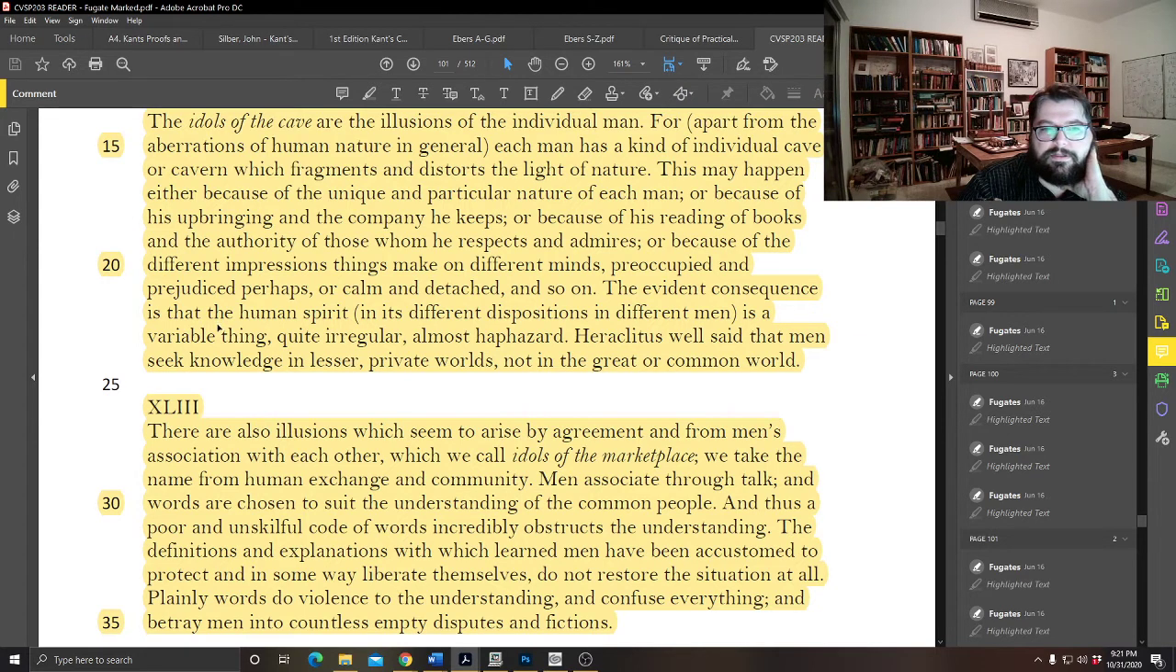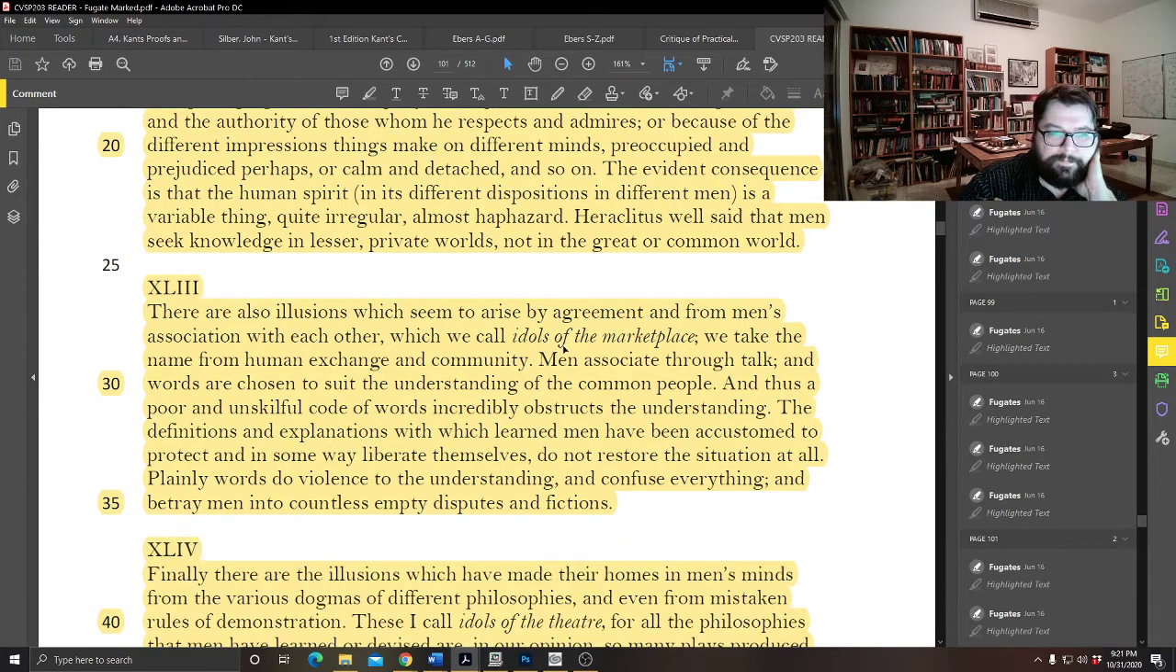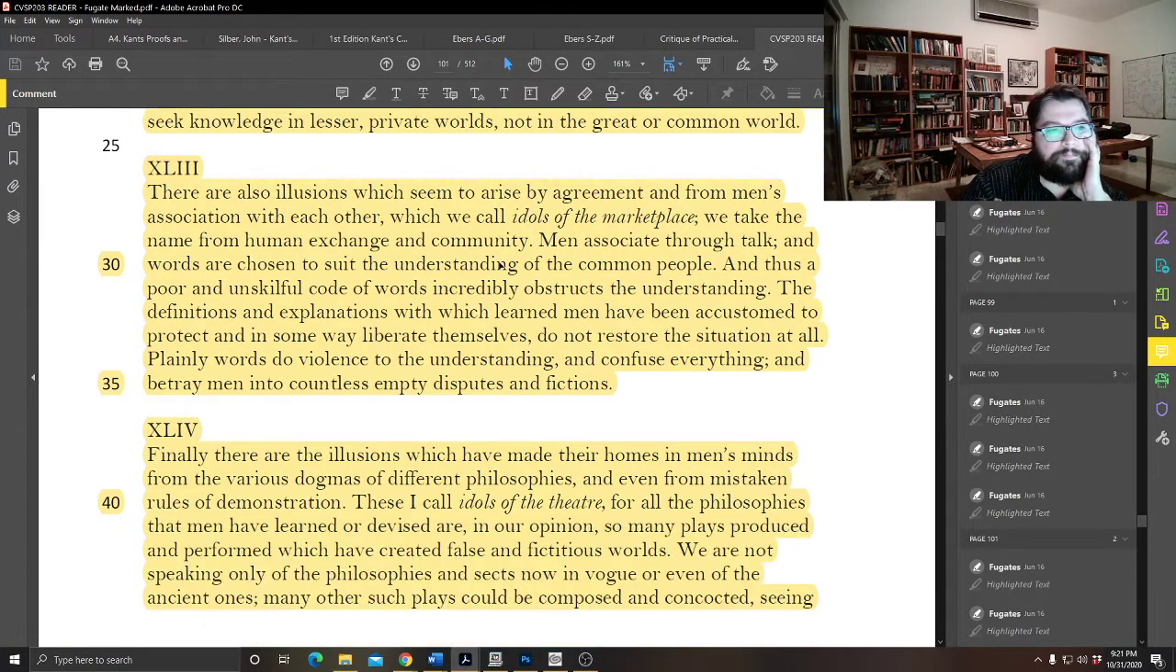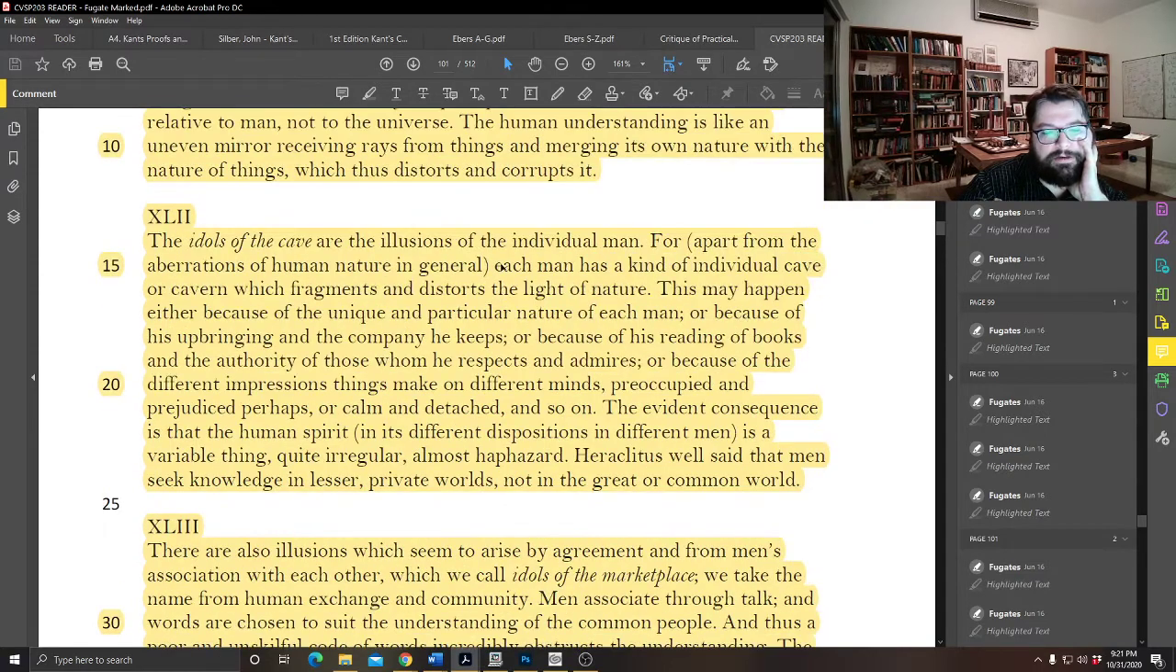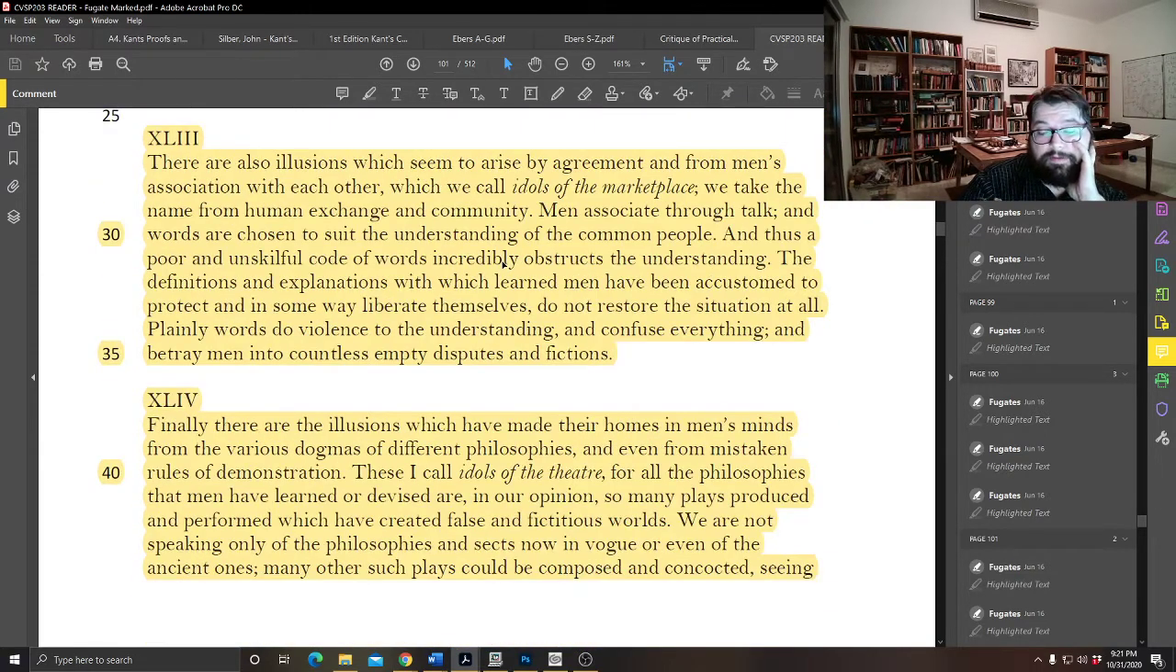Yet the evident consequence is that the human spirit is a variable thing, quite irregular, almost haphazard. Nice quote from Heraclitus, who was a pre-Socratic ancient philosopher. He said, Heraclitus well said that men seek knowledge in lesser private worlds, not in the great common world. So those two are innate in our natures and cannot ever be fully removed from us. The third one is called the idols of the marketplace. These, he says, arise by agreement and from men's association with each other.